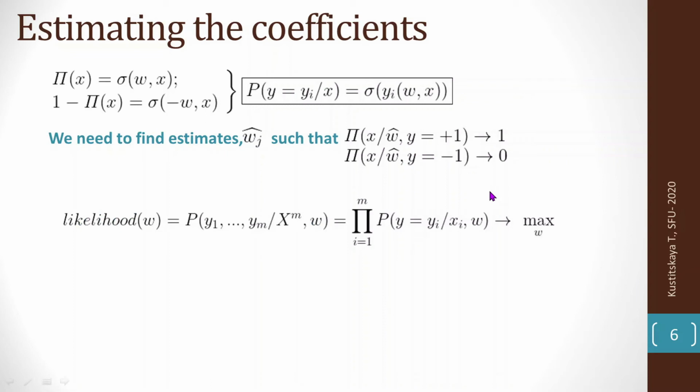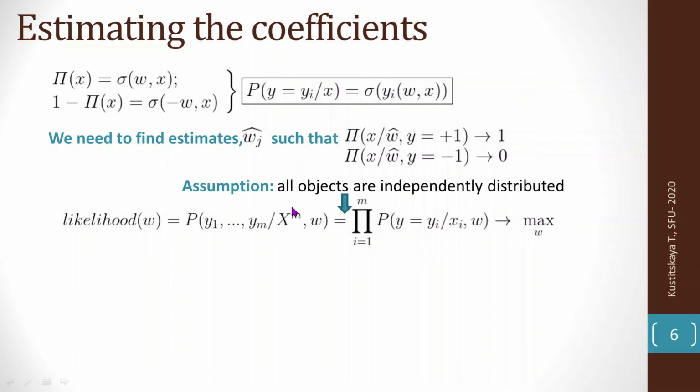We defined the likelihood function of W as the joint probability of the observed statuses. Here we assume that all objects are independently distributed. In this case, we can rewrite this joint probability as a product of the marginal probabilities of belonging to the ith class. To fit the model, we should maximize this function.